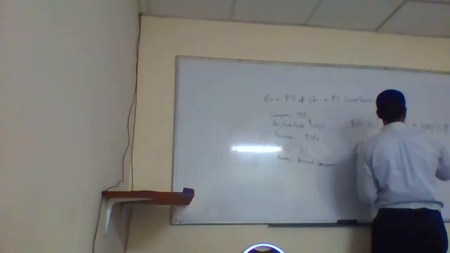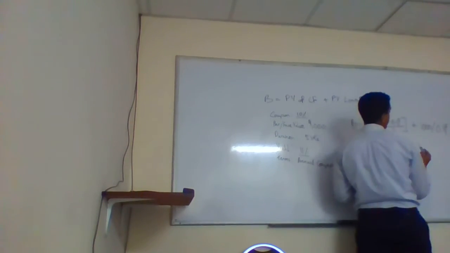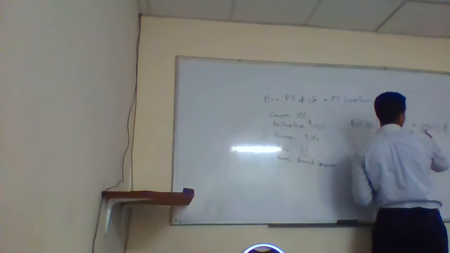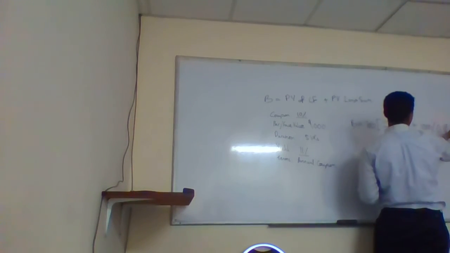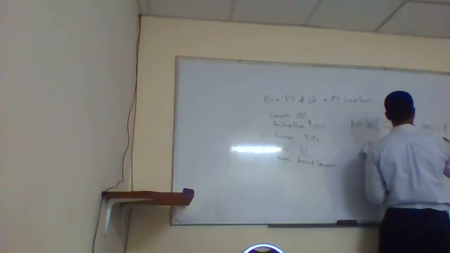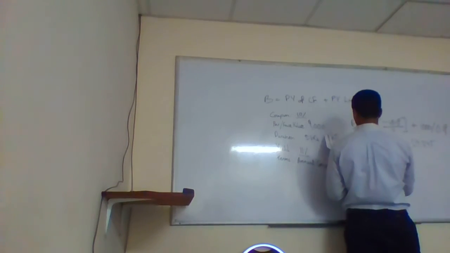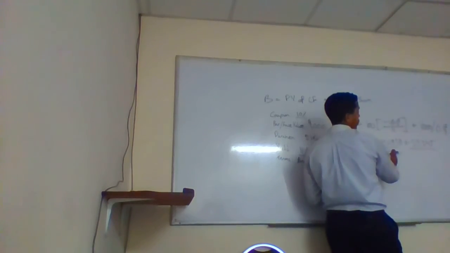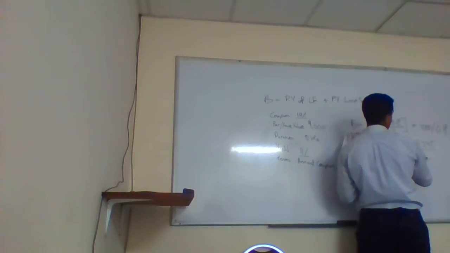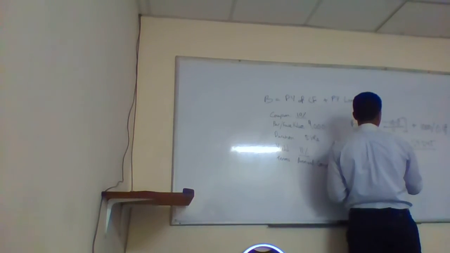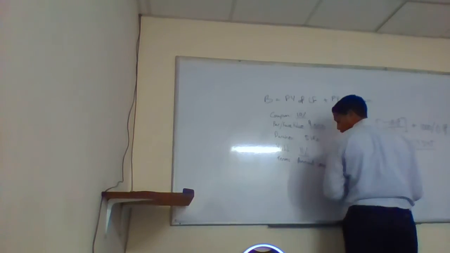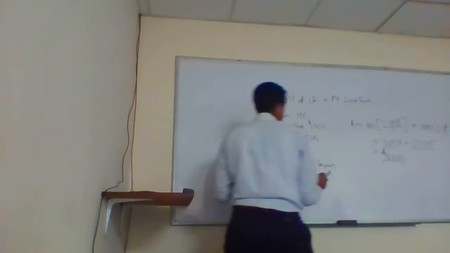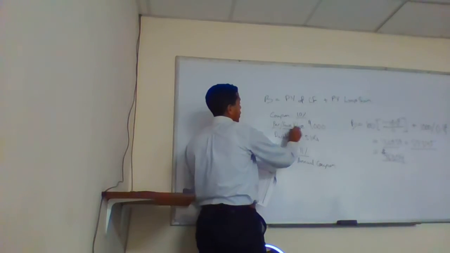And the other part, which is a little simpler, is just 1,000, which is the principal, divided by 1.11 to the power of 5. So that's 593.45. And then you just add those two together. This is the present value of the cash flow stream, and this is the present value of your principal, and you get 963.04. Now notice that the value of this bond is less than the face value, right?